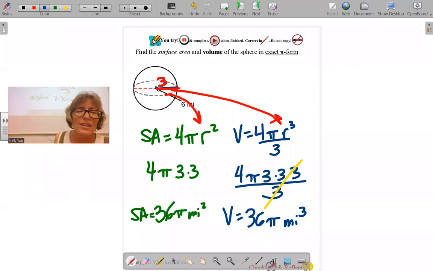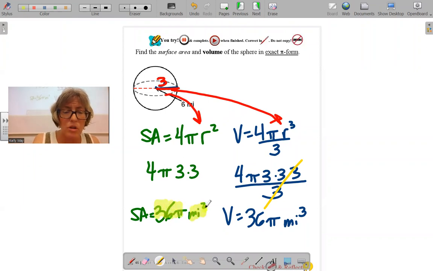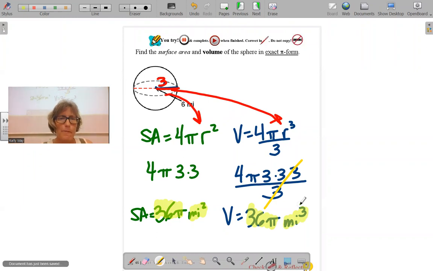Okay, students, take a look. If you look at this, it says 36 pi and 36 pi, and you're like, it's the same thing. No, it's not, because this is 36 pi miles squared. This is 36 pi miles cubed. That's not the same thing. That's like saying I have 10 $1 bills versus 10 $10 bills. Units is everything.